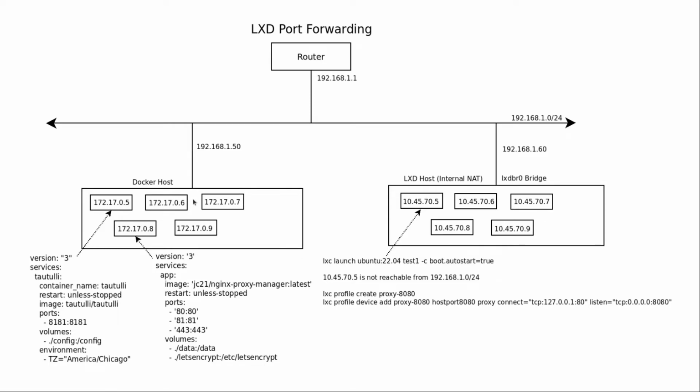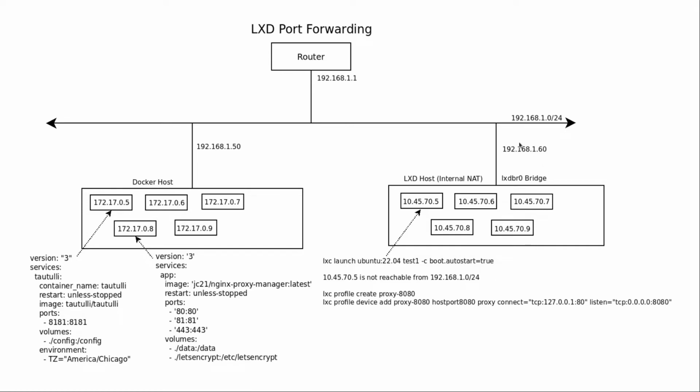So that's a way to actually add security. Now, if we move over here to the right-hand side of the diagram, you can see that this is a LXD host, and it also has an internal NAT. In this case, I'm just arbitrarily saying that that's going to be 10.45.70.5, 70.6, 70.7, and so on. And likewise, you can't have something initiate communication from here and contact one of these containers.